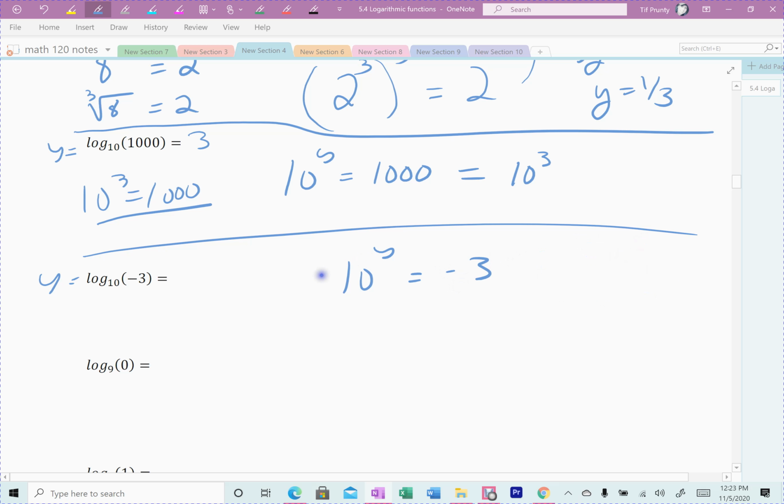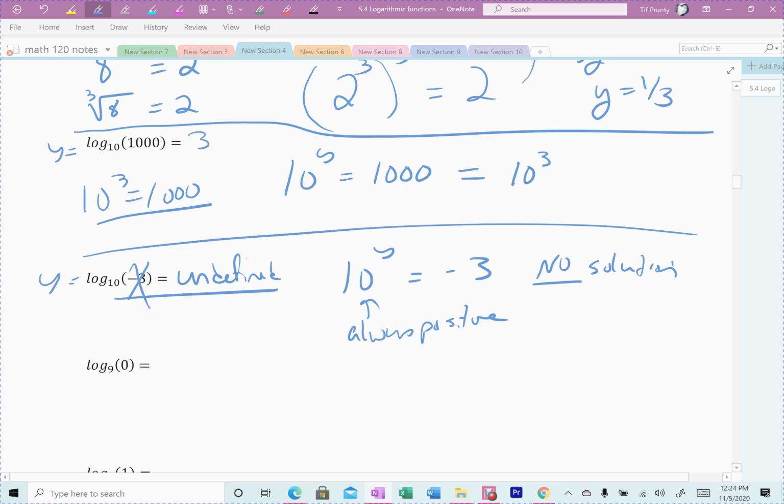And so when this plugs in negative numbers, right, 10 to the negative 1 is 1/10, there's no value I can plug in to get a negative number out, right? Exponential functions are always positive. And so the answer to this is no solution, or undefined. Doesn't exist, right? You can't have a negative number in there, undefined.